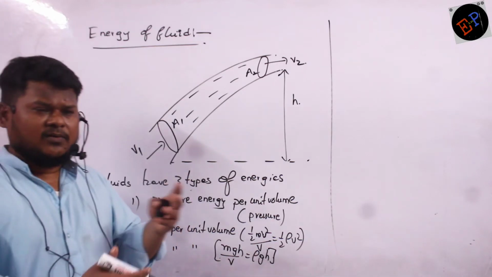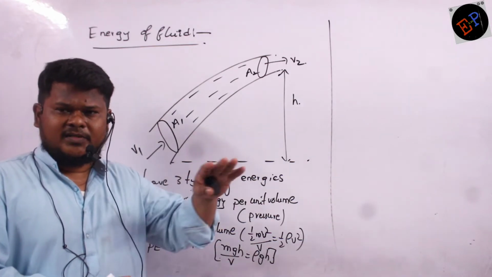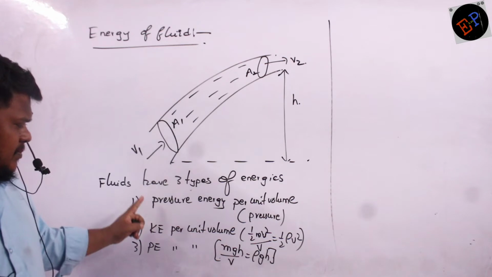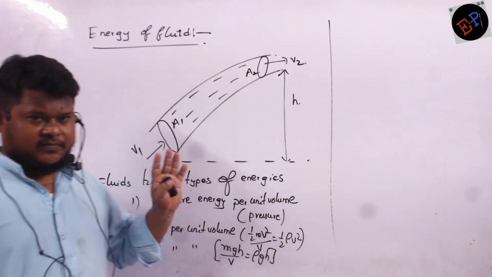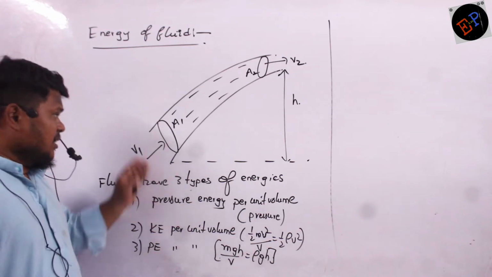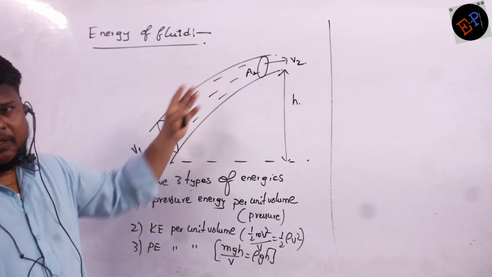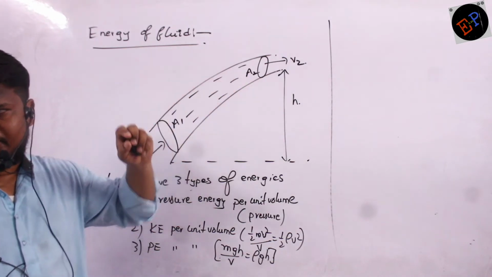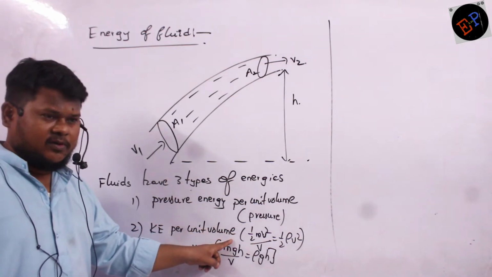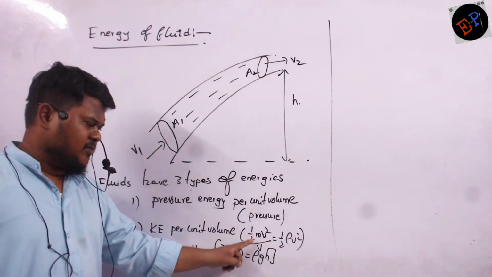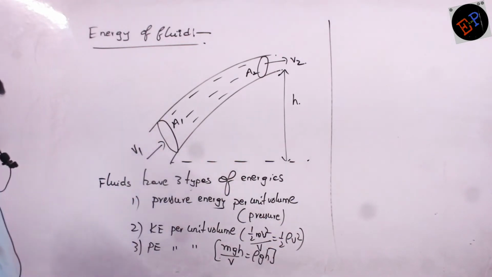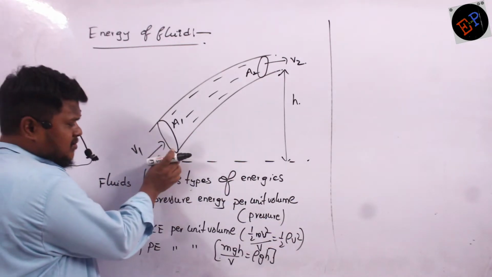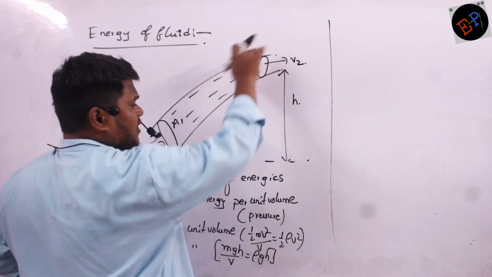And that calculation is there, we need not remember, just remember that point. Clear? Pressure energy per unit volume is nothing but pressure itself. Then the liquid is flowing, and because it is flowing, it has kinetic energy. So kinetic energy per unit volume is half mv square by volume; mass by volume is density, so half rho v square.